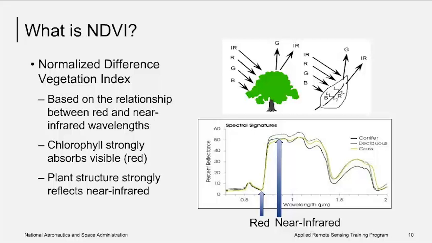This is portrayed in the graphic on the top as well as in the graph on the bottom. The two key wavelengths for NDVI are the red and near-infrared. Those are two key things that you need to remember for our course this month. In the graph, you can see where the red is being absorbed, where there's low reflectance, and the near-infrared is highly reflective.